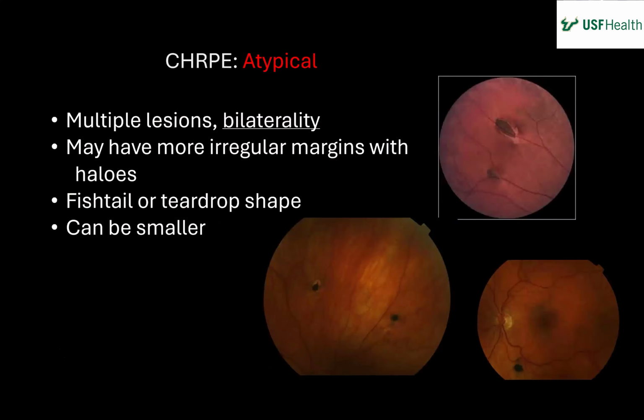And then the third type here is atypical. This is where you're concerned about certain systemic conditions. An atypical feature is any time there are multiple lesions. When it's bilateral, that's concerning. The size and shape of these are characteristically more irregular, less round, more of a fishtail or teardrop shape. They tend to be a little bit smaller than your typical benign solitary CHRPE, or even those bear track grouped lesions. And then they may have a little depigmented halo around parts of the lesion, which you can maybe appreciate in those images and examples there.